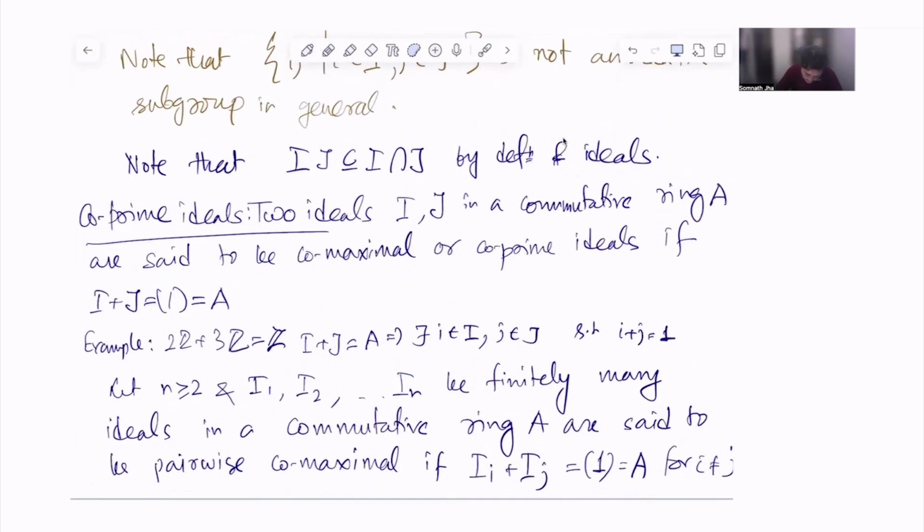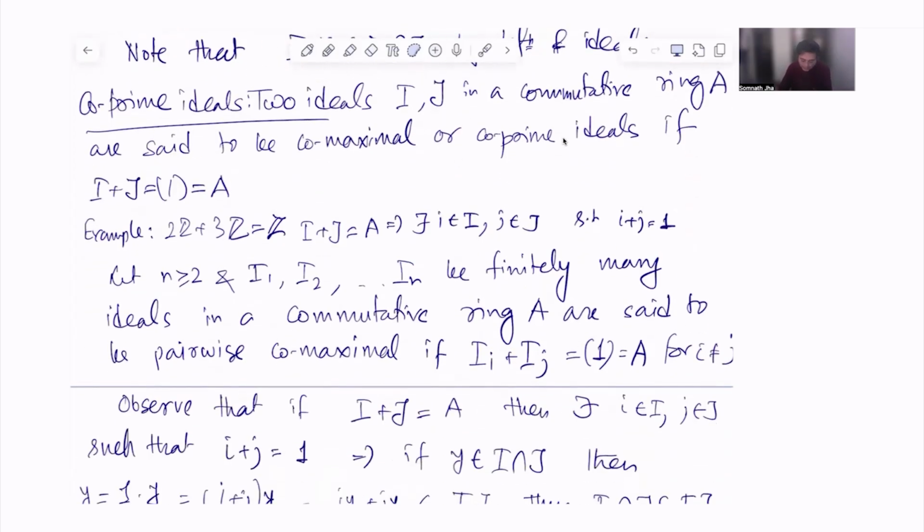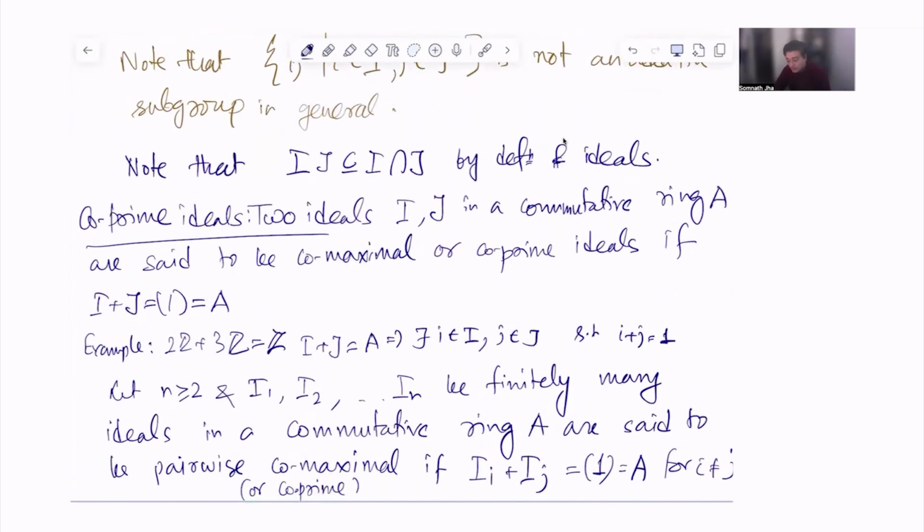More generally, if I1, I2, ..., In are finitely many ideals in a commutative ring A, they are said to be pairwise co-maximal if their sum is equal to the whole ring. So if I give three ideals like I1, I2, I3, then you call them pairwise co-maximal or pairwise co-prime. If you take any two distinct Ii plus Ij, then their sum is equal to A, then you call them pairwise co-maximal.